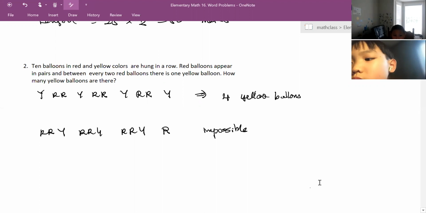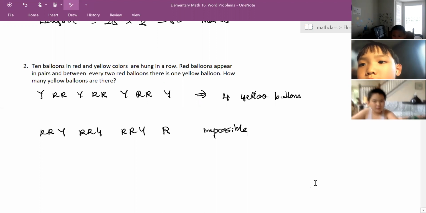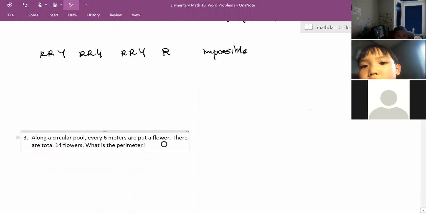There are 2 possible patterns here. So you try to figure out how many different possible patterns there are, then write down all the letters. Y means yellow, R means red. Then you can quickly see that only the first pattern is possible, and from the first pattern, you can figure out the 4 yellow balloons. Okay, that's it. All right, so now I'm going to ask you to do the next problem.